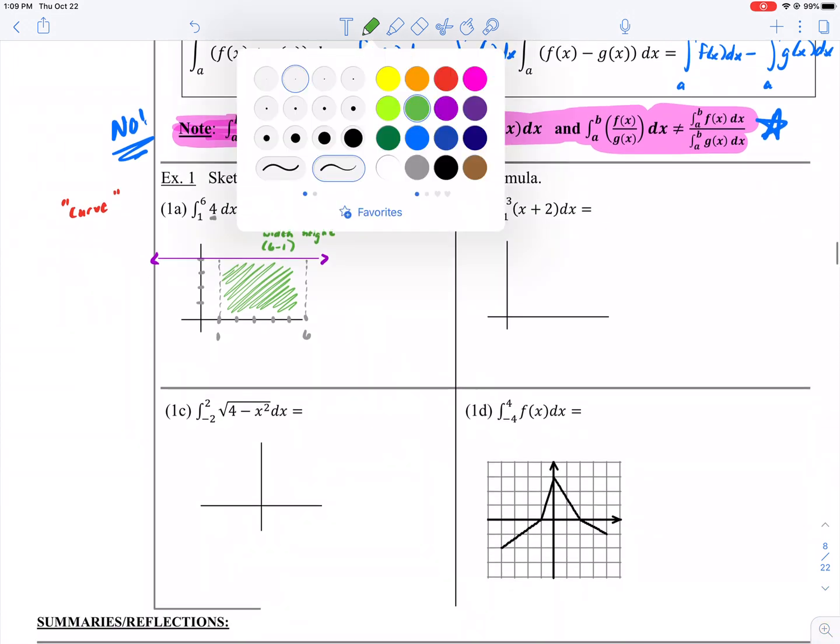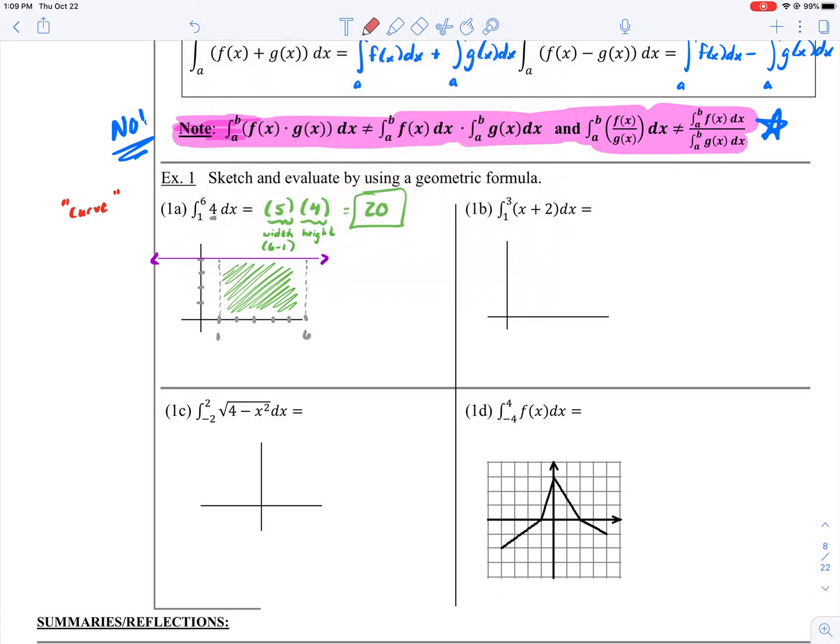Not everything is a horizontal line. We could have the line x plus 2. Remember, this dx is representative of the variable, that we are working with respect to x. This is the difference, saying that I'm going from x equals 1 to x equals 6. So here I'm going from x equals 1 to x equals 3. That dx matters. It indicates the variable that I'm working with, but it doesn't necessarily have a unit measure.